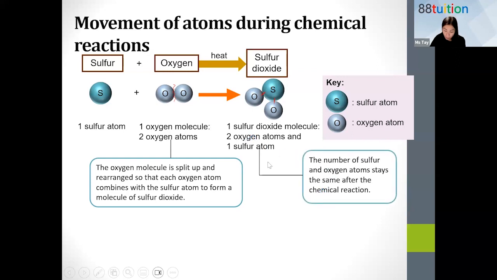If you look at the number of sulfur and oxygen atoms, they remain the same before and after the reaction. They are always the same.